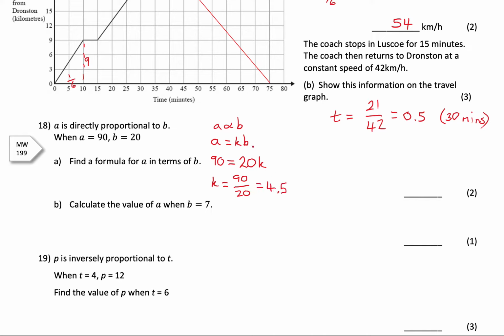So now that I know k, I can go back to this general equation here and just swap k for 4.5, and there we go. And I'm going to use that in part B to calculate the value of A when B is 7. So all I'm doing is using this, substituting B as 7, and that's a multiplication there. And that would give me 31.5.